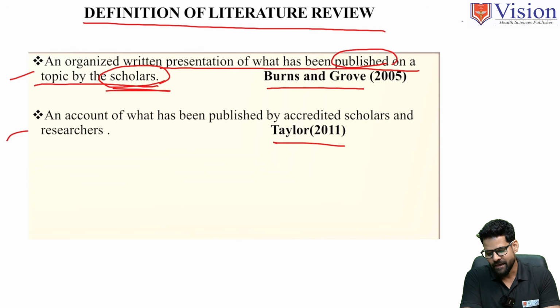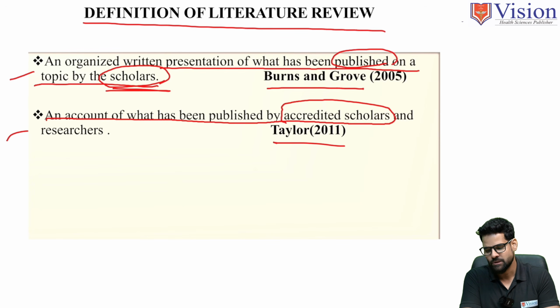The second definition, by Taylor, is almost a reflection of the previous definition. It is an account of what has been published by the accredited scholars. Now, what do you mean by accredited scholars? These are the qualified ones.